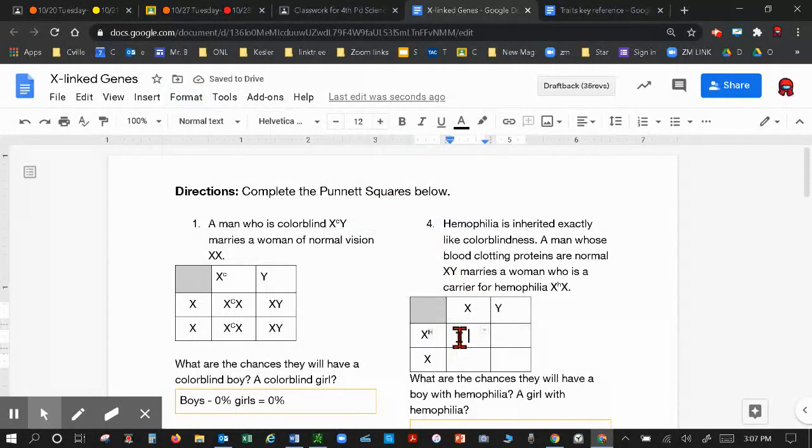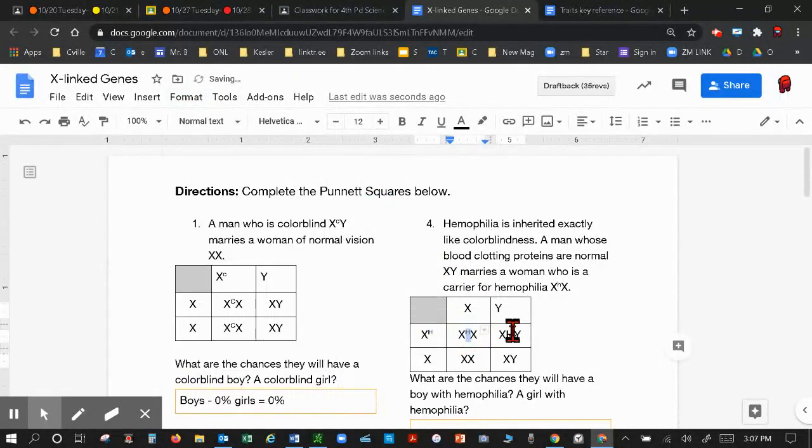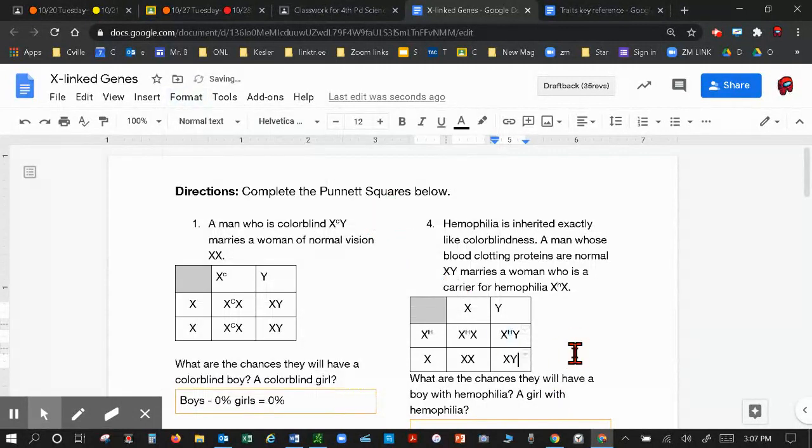Now just do the Punnett square. So X, H, X. I do those letters first that are the effective ones. X, H, Y, X, X, X, X, Y. And now go ahead and take a look at those and change that. Change this. Okay, and there you have it.